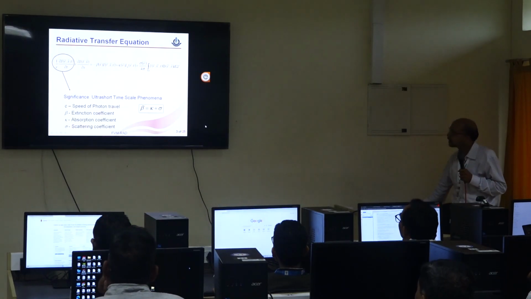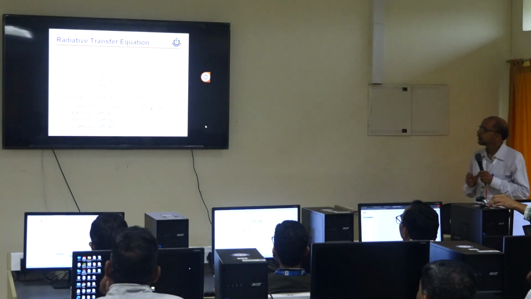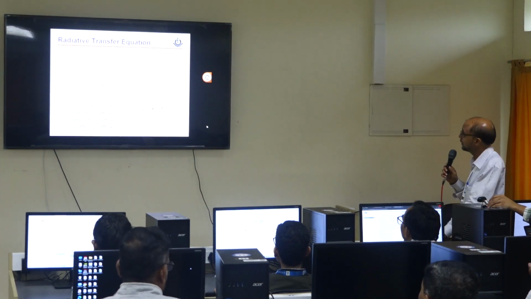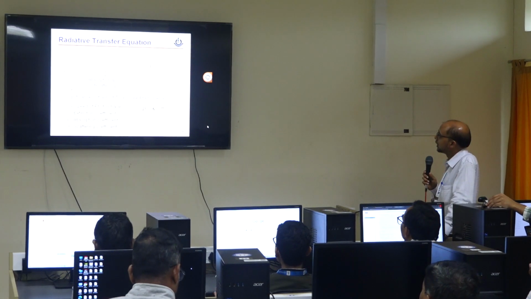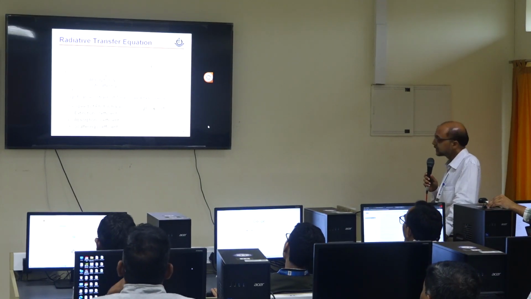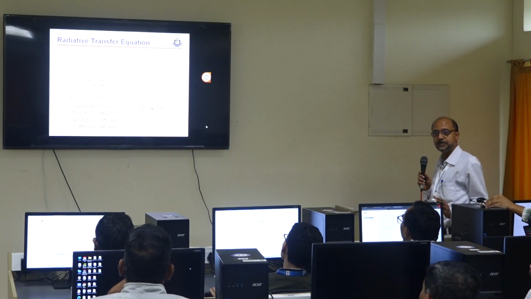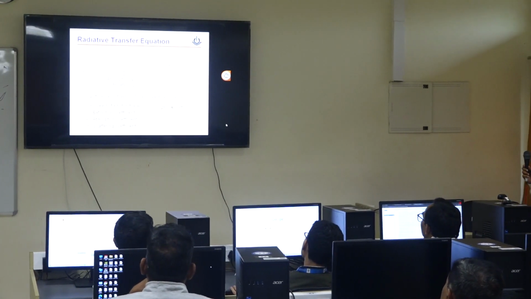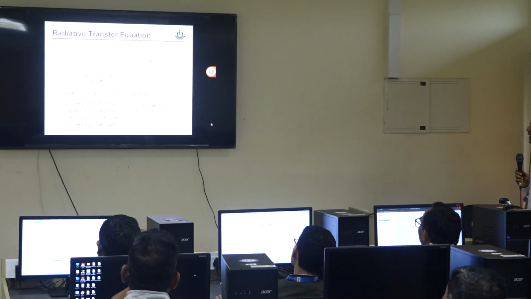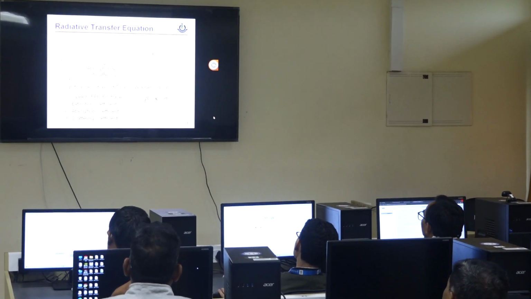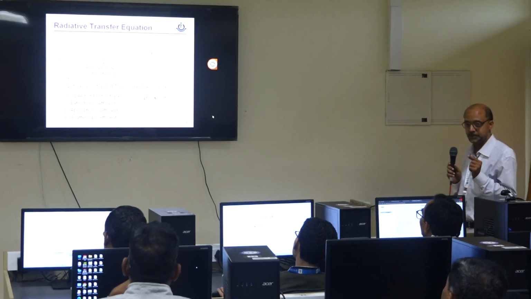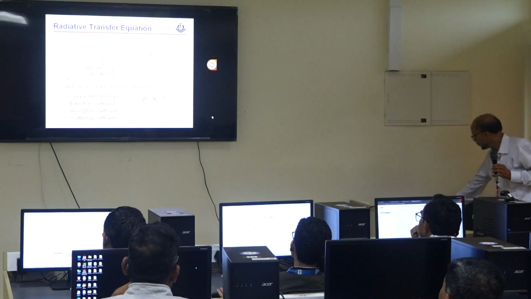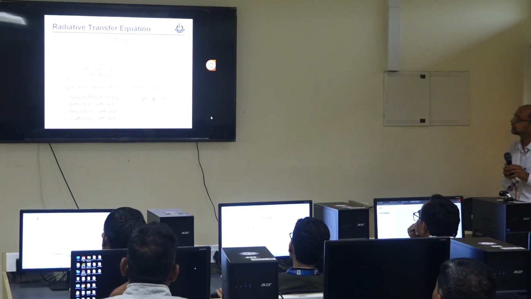So then comes the other phenomena going on, which is already being covered by Dr. Kumar, like absorption and out-scattering. Because absorption, emission and scattering are the three fundamental phenomena on which this radiative energy balance equation is based. And this is for a particular pencil of photon ray, right? And then we'll cover this.